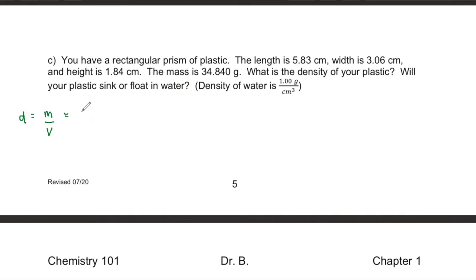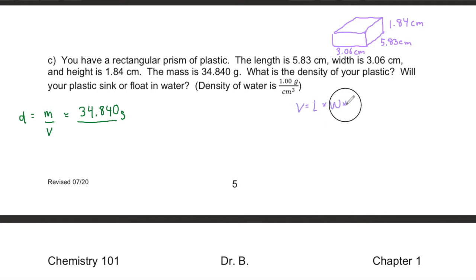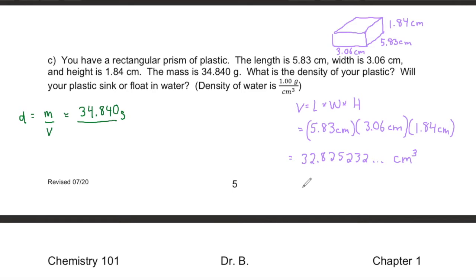Here's another density problem where we are given the mass but not the volume. We have to calculate the volume. So this is a rectangular prism. The volume is going to be the length times the width times the height. The answer I come up with is 32.825232 cubic centimeters. That should have 3 significant digits.